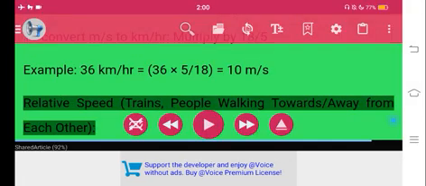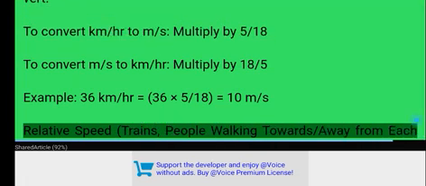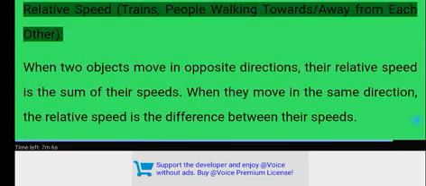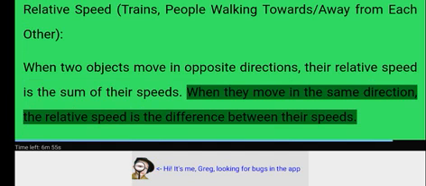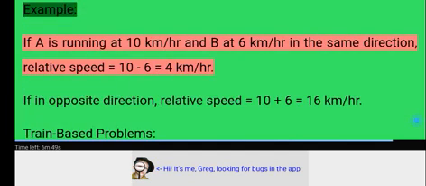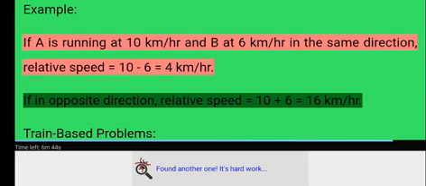Relative speed, trains, people walking towards or away from each other. When two objects move in opposite directions, their relative speed is the sum of their speeds. When they move in the same direction, the relative speed is the difference between their speeds. Example. If A is running at 10 km per hour and B at 6 km per hour in the same direction, relative speed equals 10 minus 6 equals 4 km per hour. If in opposite directions, relative speed equals 10 plus 6 equals 16 km per hour.